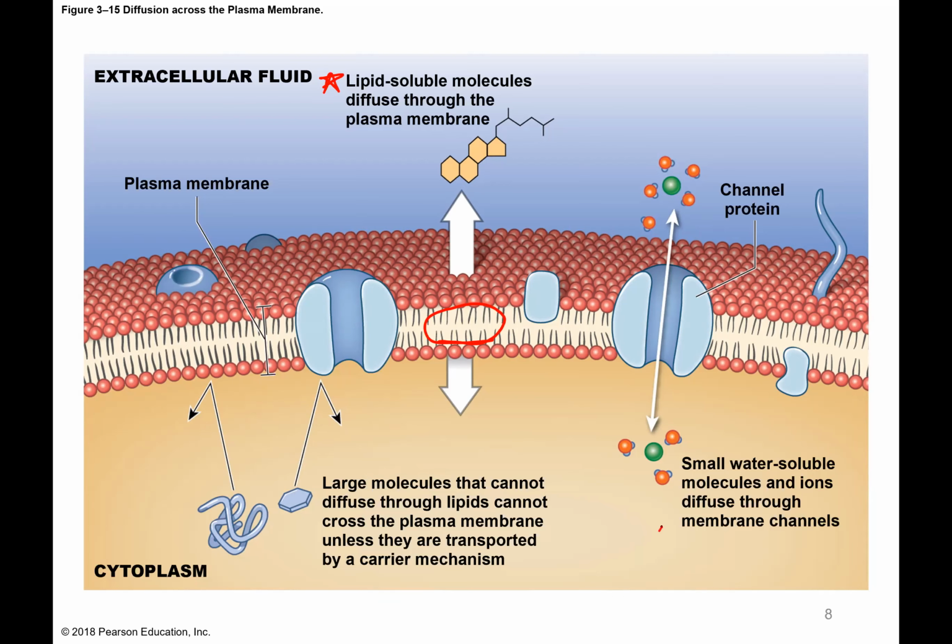So in that example, you would have to have channel proteins that allow substances like water and ions that have a charge to move through the plasma membrane, because they would normally be repelled by that lipid layer in the center. Then we have large molecules here. They can't pass through the lipids. They can't pass through the plasma membrane unless they have a carrier protein or a transport protein that allows them to pass through because they are large.